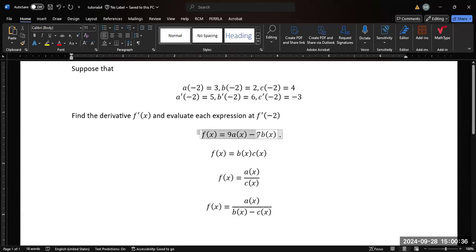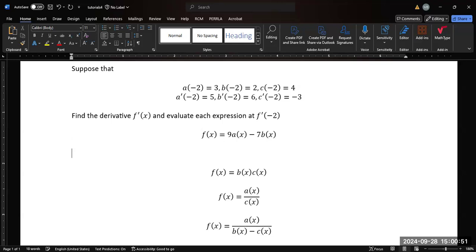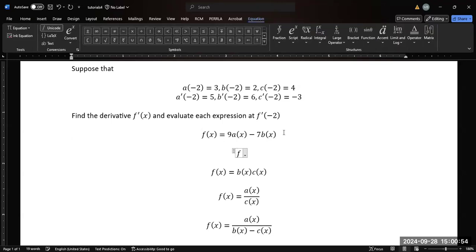So let's start with our first function. We're being asked to take the derivative of f of x, but f of x is depending upon some scalar multiples of a of x and b of x. So when we take our derivative, we'll apply properties of the derivative to that problem. Now, properties of the derivative that are applicable here include the fact that when we add functions together, we can take the derivative of the two functions separately. Same thing when we're subtracting, since subtraction is just adding with a negative.